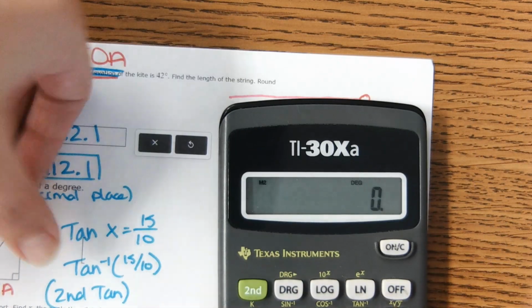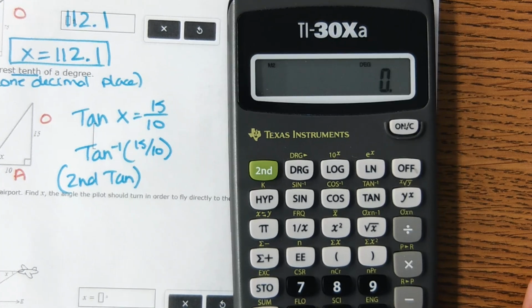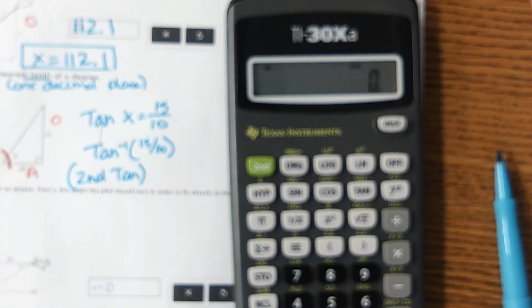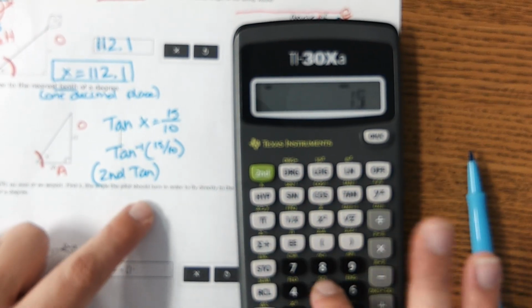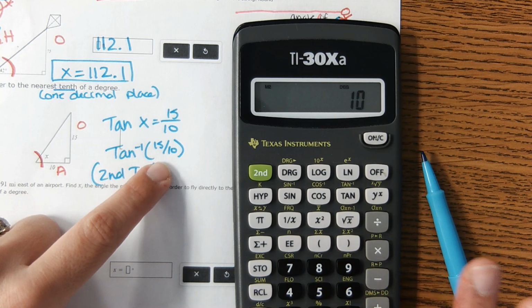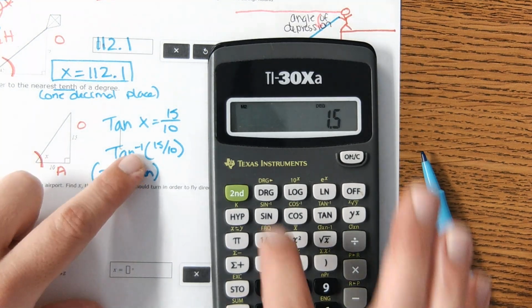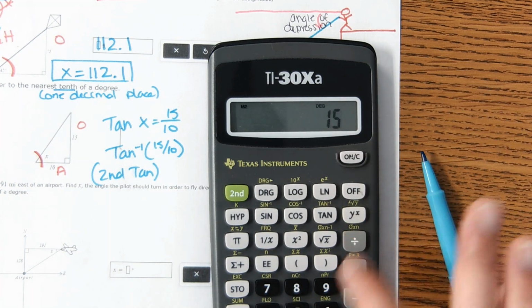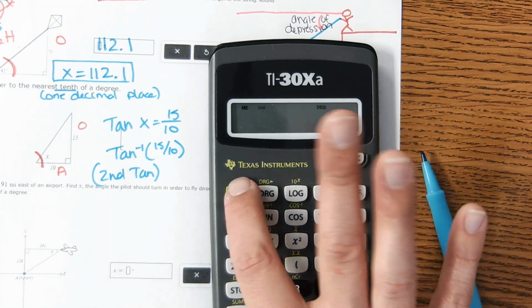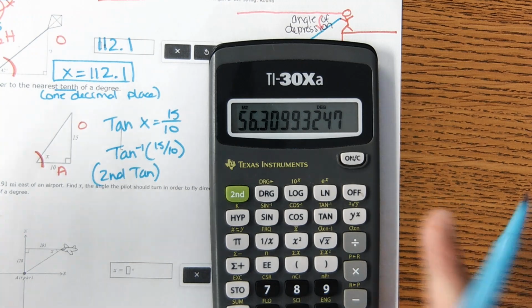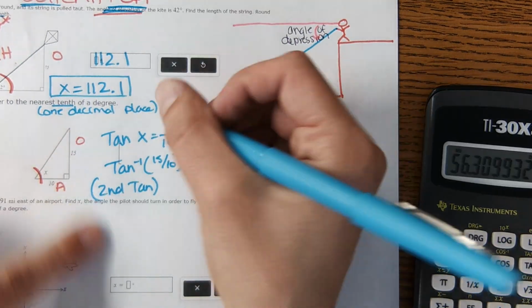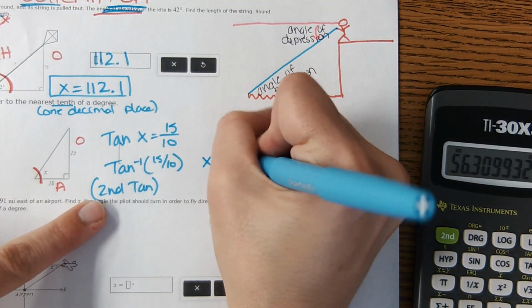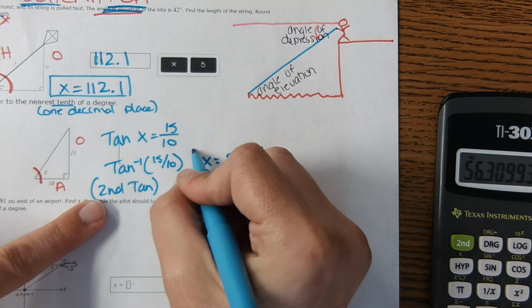So in the calculator, it would be, zoom out so you can see the whole calculator. I'm doing 15 divided by 10 equals to get that decimal, and then I'll just do second tan, 56.3. So again, I did 15 divided by 10, and then second tan, and 56.3. So x equals 56.3 degrees.